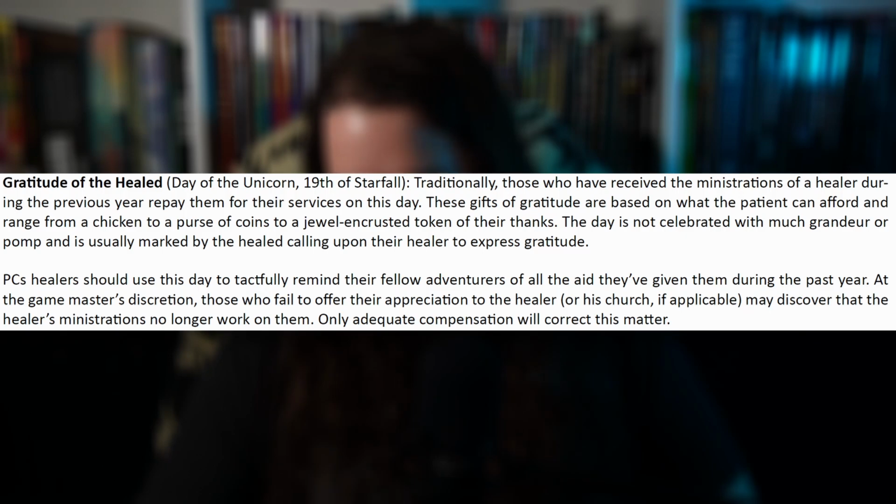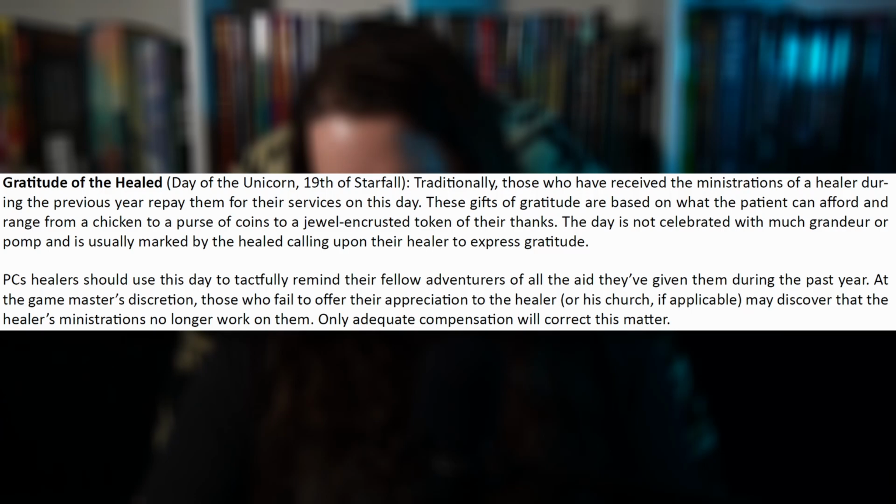PC healers should use this day to tactfully remind their fellow adventurers of all of the aid they've given them during the past year. At the game master's discretion, those who fail to offer their appreciation to the healer or his church, if applicable, may discover that the healer's administrations no longer work on them. Only adequate compensation will correct this matter.